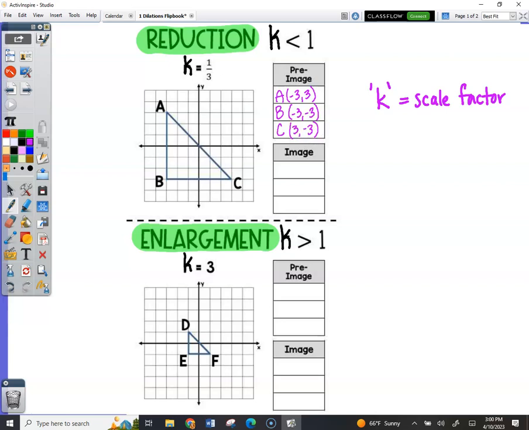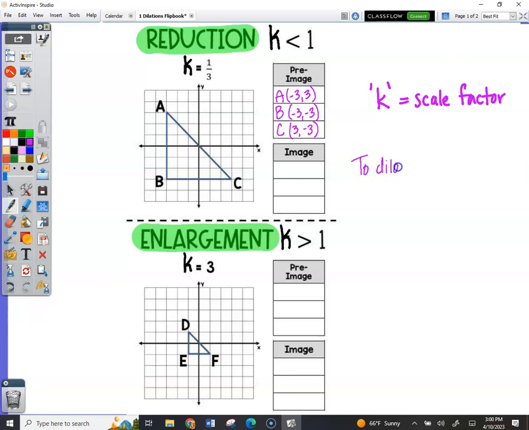Okay, we're going to dilate this. If you look right here, this is our example. We're going by a scale factor of 1/3. So that means that the shape is going to do what? It's going to shrink. It's going to shrink by 1/3 of the size.